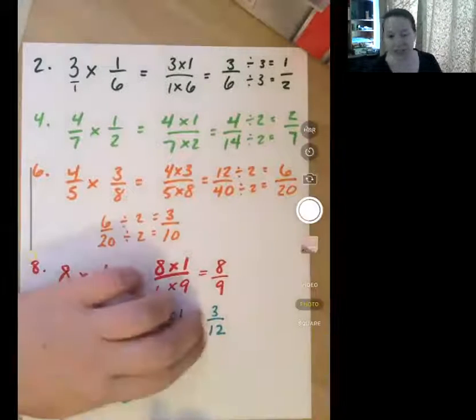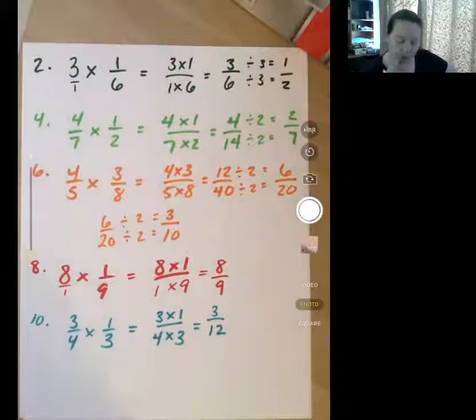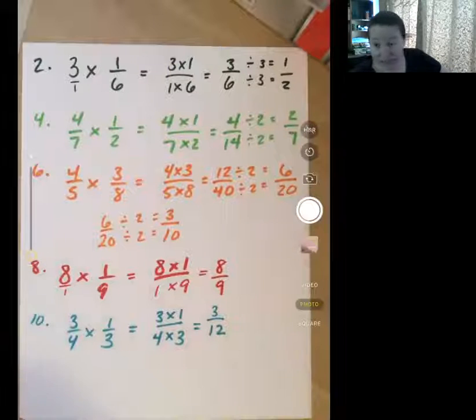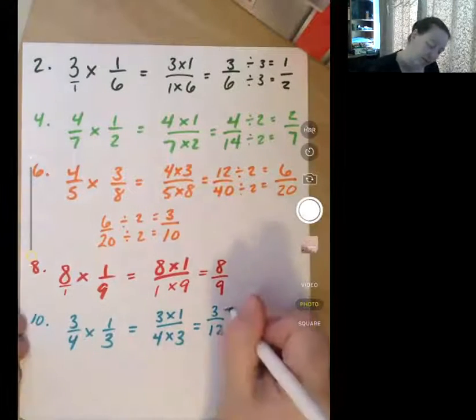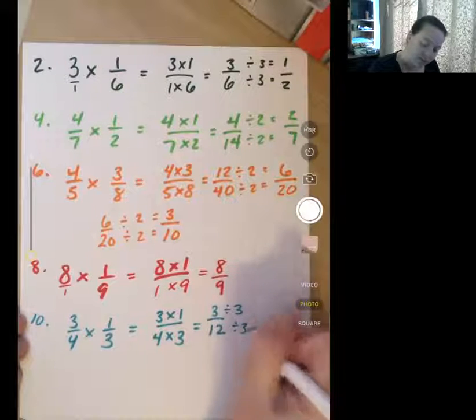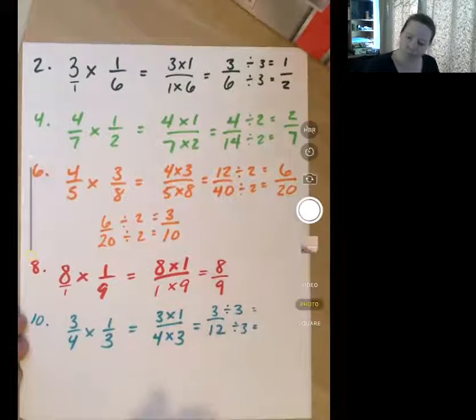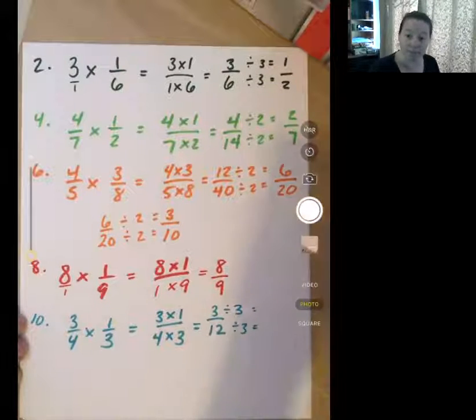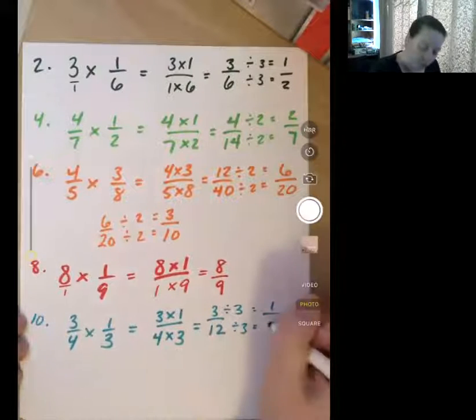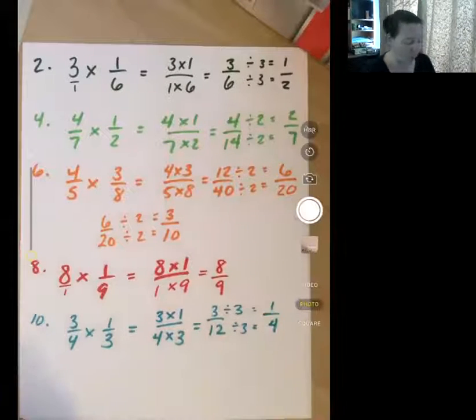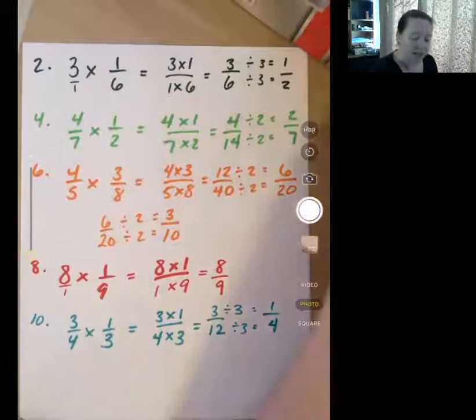Now, I can look at this and I can go, what can I take out of this? 2, 3, or 5. Well, the 3 isn't even, so I can't take out a 2. But I can take a 3 out of the 12. And of course, I can take a 3 out of the 3. So let's divide by 3. 3 divided by 3 is 1. 12 divided by 3 is 4. So I end up with 1/4. Number 12.